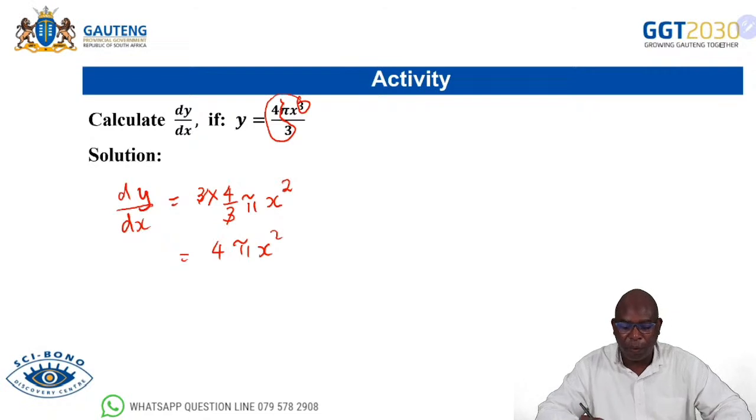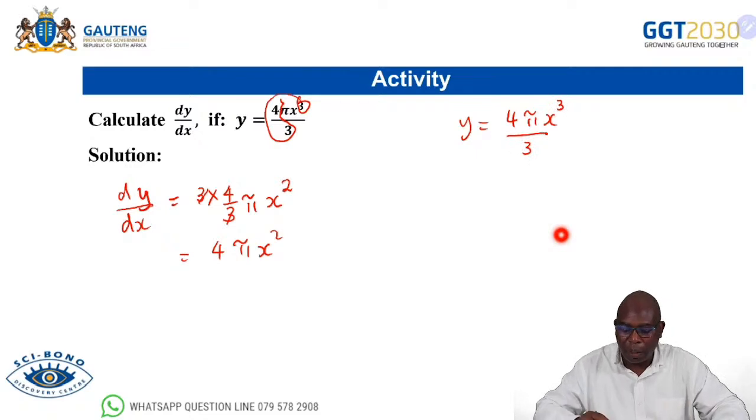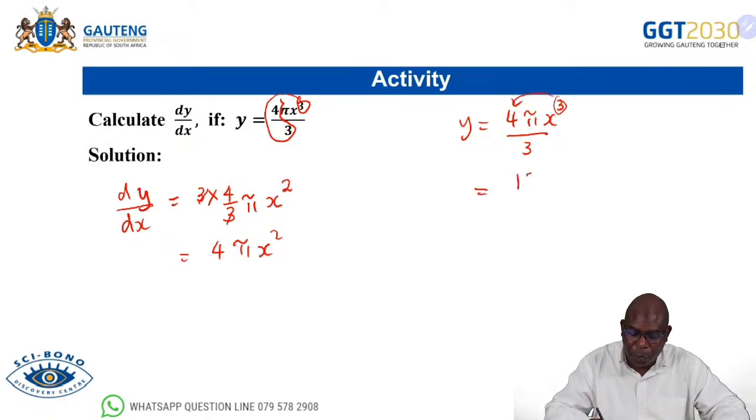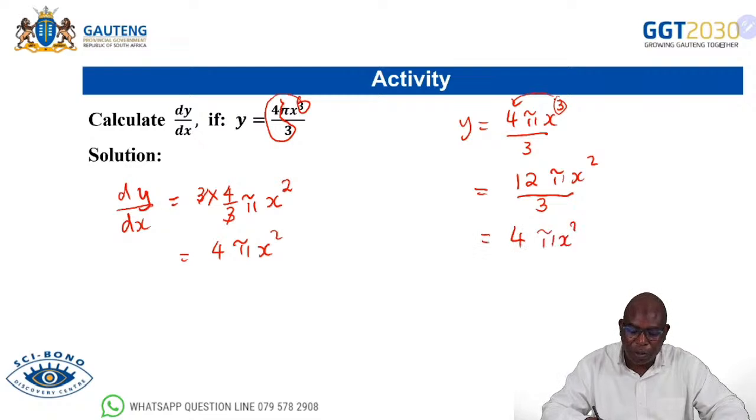If you don't want to do that, what can I do here? I can then say y equals 4 pi x cubed all over 3. So what I can do is say 3 multiplied by 4. So 3 times 4 will give us 12 pi x squared all over 3. So I've multiplied the 3 by the 4. But 12 divided by 3 will give us 4 pi x squared. And remember here I must then write dy over dx.